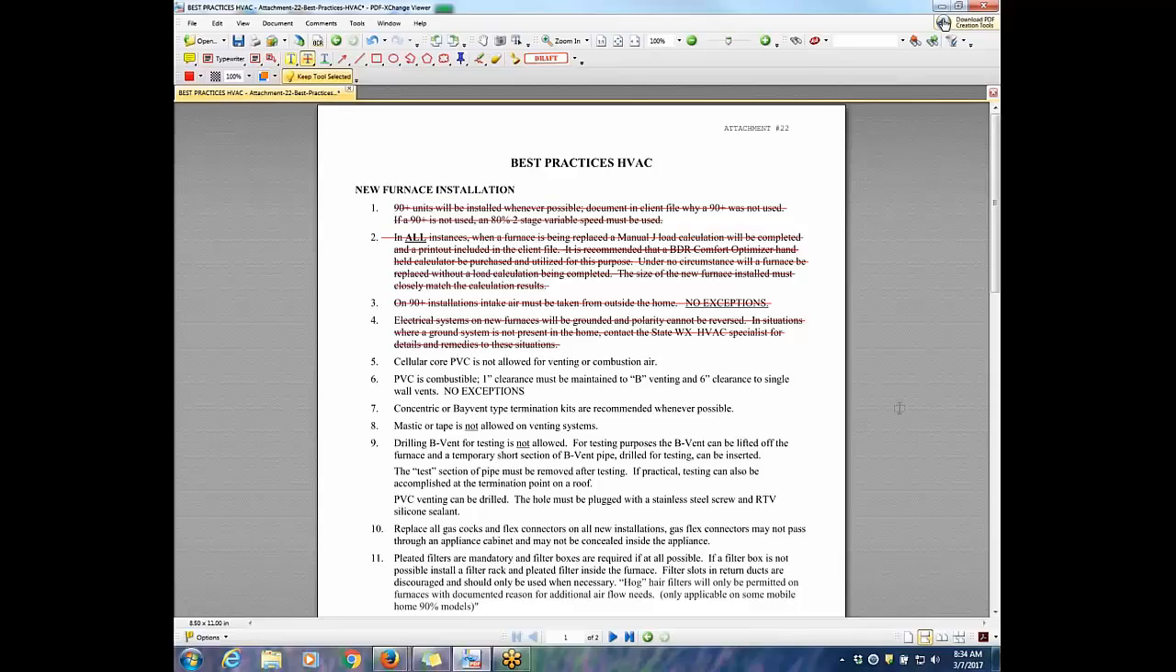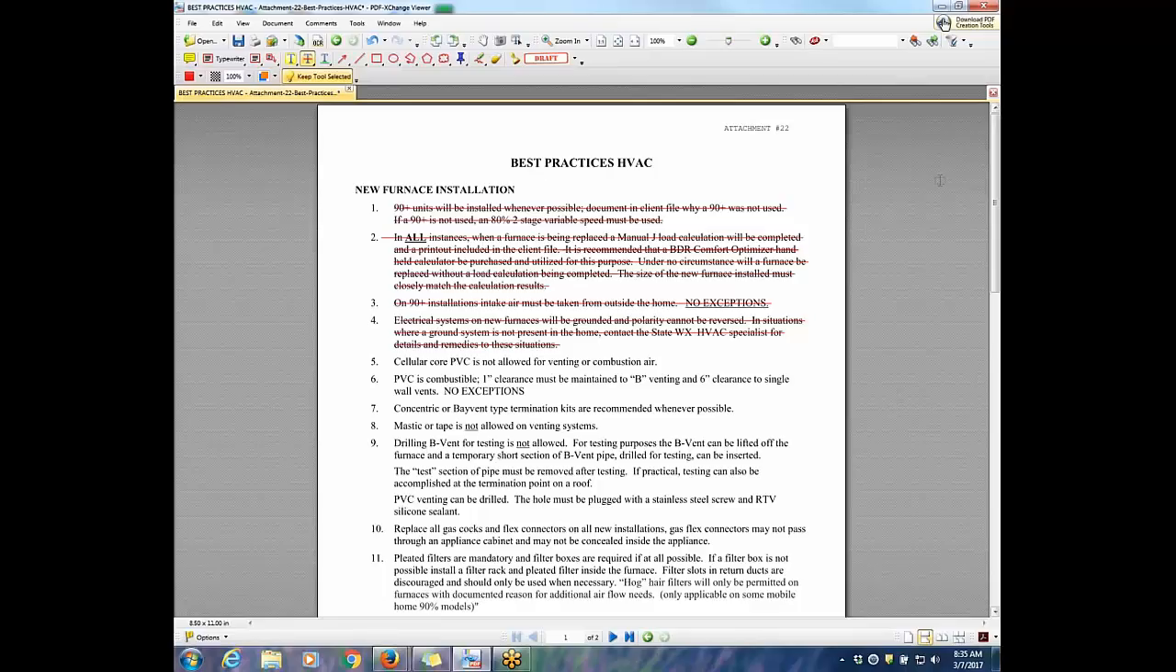So number 5, this has been one of heated debate for many years. Cellular core PVC is not allowed for venting or combustion air. So how many of you have read your furnace installation manuals and know what it says in there about venting with PVC? I haven't. All right, well, let me bring you up to speed. Practically every furnace manufacturer that I am aware of to date, including, to my dismay, American Standard, says right in their literature that cellular core PVC is allowed for venting.